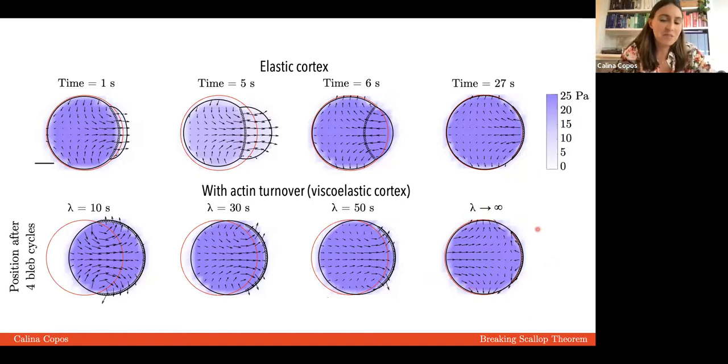So I used a large lambda. I don't even remember what it was. And yeah, again, you can barely see a difference between the black and the red outline. Whereas in the other ones, as you decrease lambda, so here lambda is 10 seconds, meaning that in 10 seconds the material has forgotten its reference configuration, the cell displaces forward. Aha, we finally break Scallop's theorem.